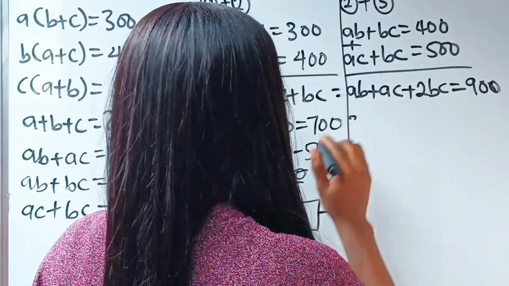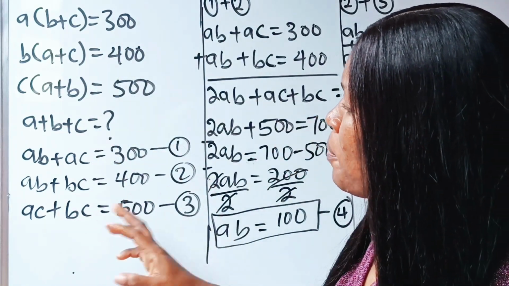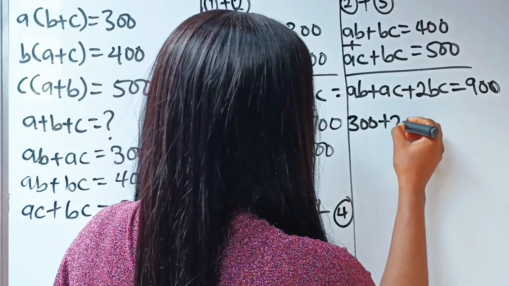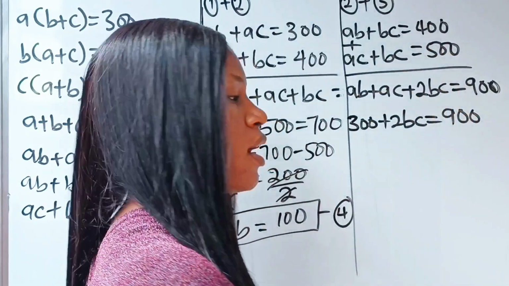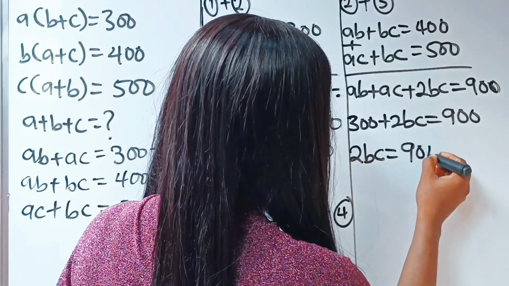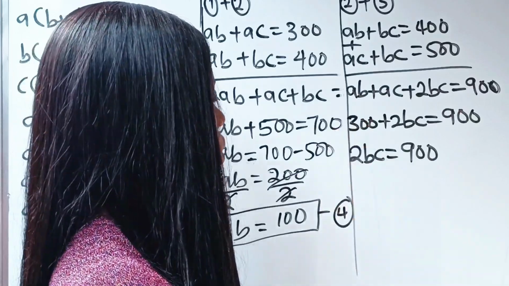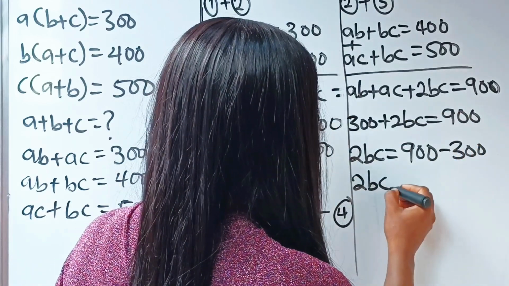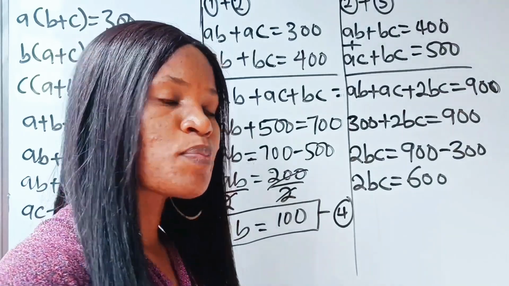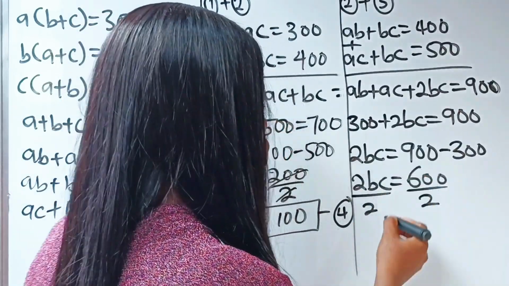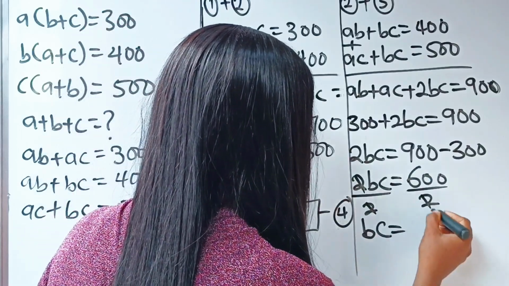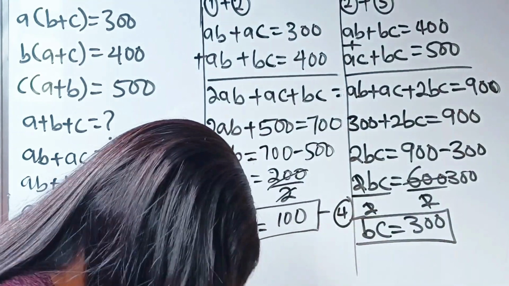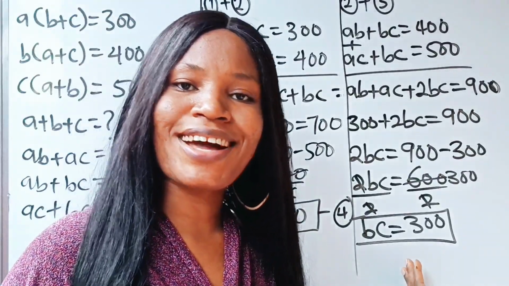Now, AB plus AC is 300 from equation 1. So we write 300 plus 2BC is equal to 900. The 2BC remains here while we transpose the 300 to the other side to become minus 300. So 2BC is equal to 600. To get BC, we divide through by the coefficient of BC, which is 2. So BC is equal to 300.